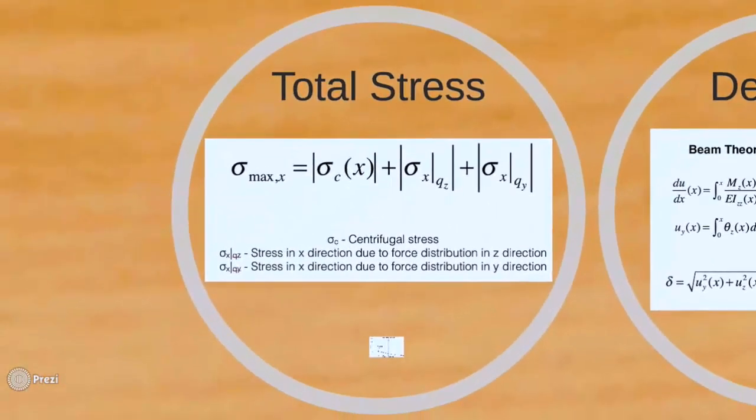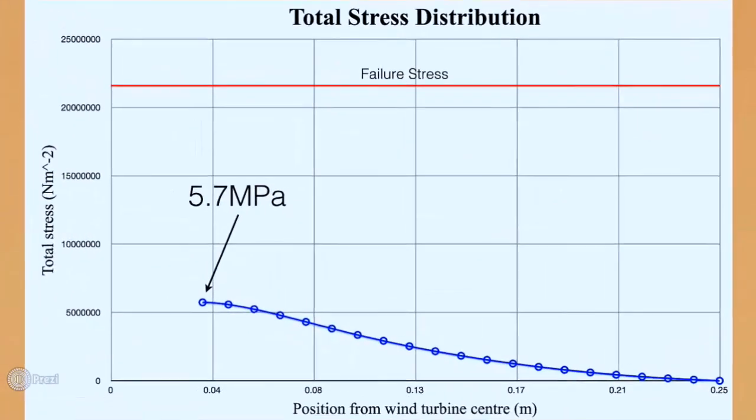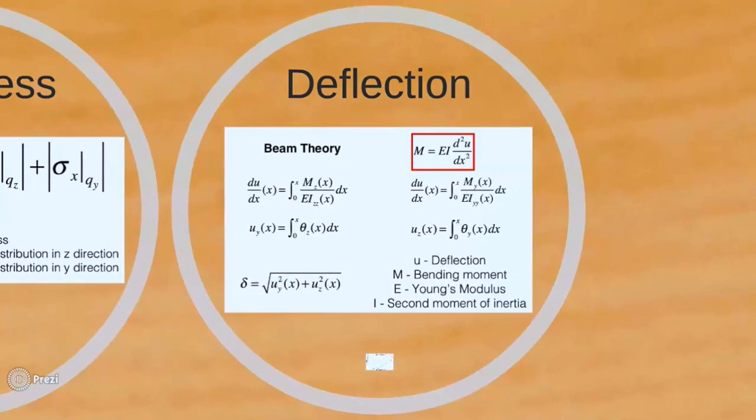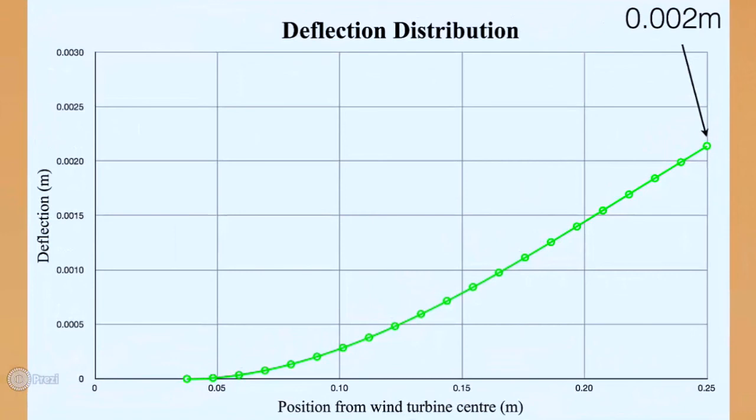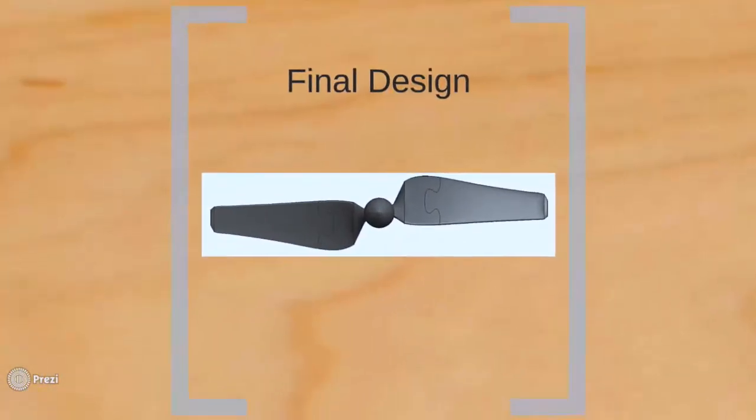The total stress is calculated by propagating centrifugal stresses with aerodynamic stresses. Here's the stress distribution. The maximum stress is 5.7 megapascals, which is lower than the ABS plastic fail tensile stress of 21.6 megapascals. The deflection can be found using beam theory as shown by these integrals. The tip deflection is calculated by propagating the deflection in the x direction caused by forces in the y and z direction. This corresponds to 2 mm deflection and 0.9% elongation, which is smaller than the ABS plastic brick elongation of 3.18%. Thus, our design will not fail at 12 meters per second wind speed. The wind turbine is now ready for manufacture.